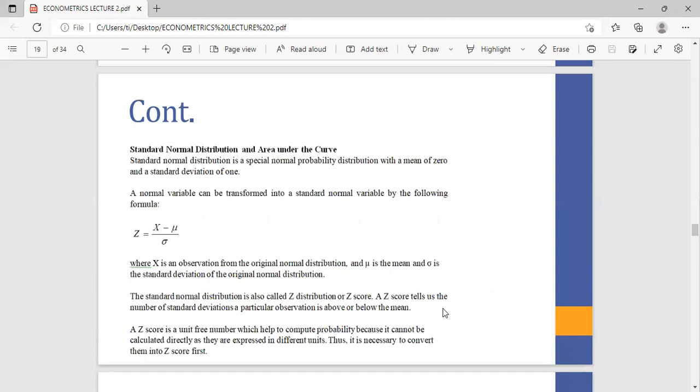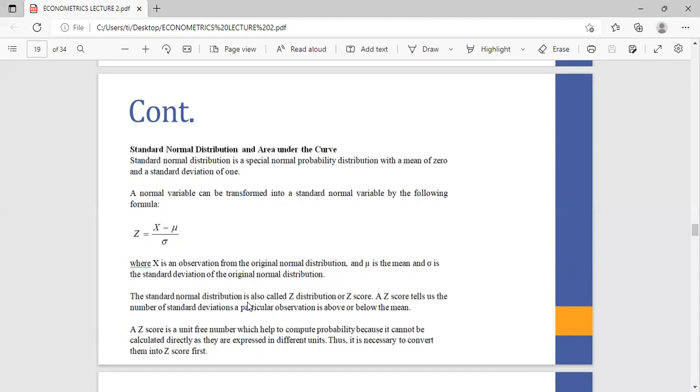Now there is a related concept called the standardized normal distribution and area under the curve. What is this? It is a special normal probability distribution with a mean of 0 and a standard deviation of 1. A normal variable can be transformed into a standard normal variable by the following formula. This is nothing but the Z score. In this formula, X is an observation from the original normal distribution, mu is the mean, and sigma is the standard deviation of the original normal distribution.